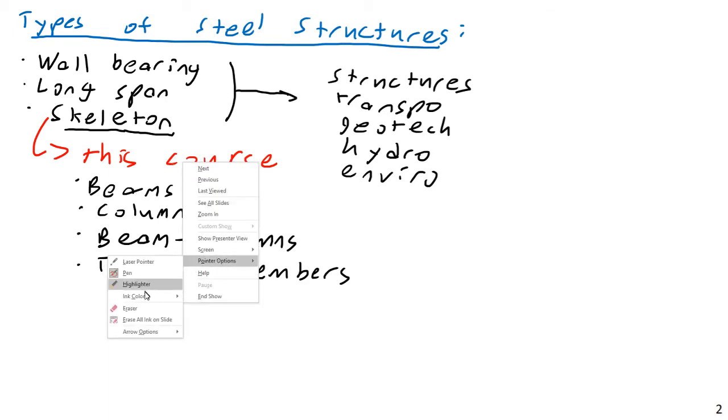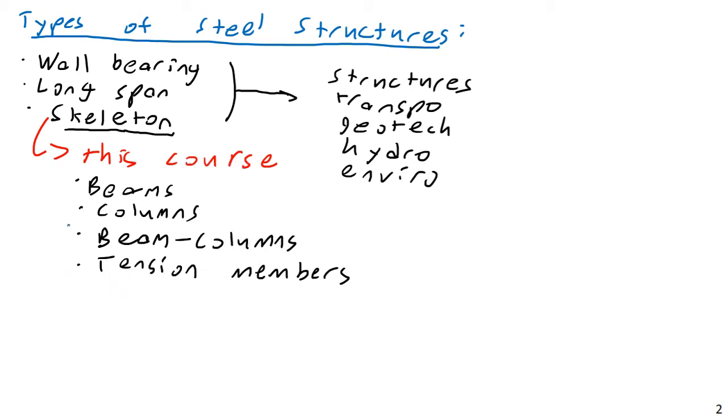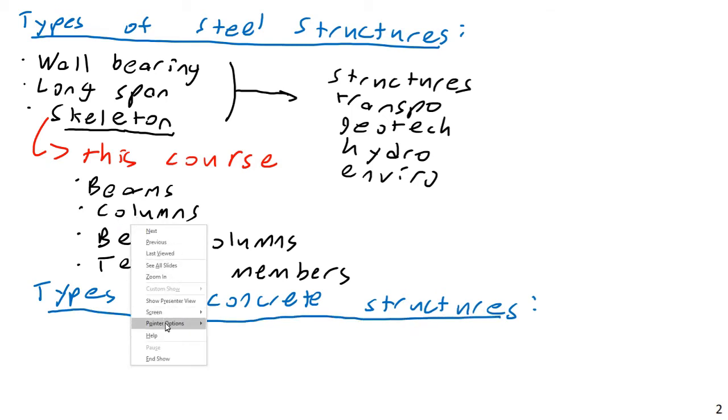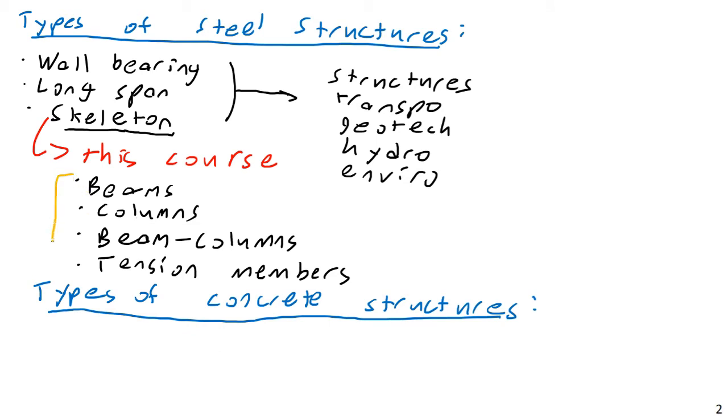Now let's do the same kind of breakdown for concrete structures. Again, here all I'm doing is giving an overview of what kind of things we'll learn how to design in this course. Types of concrete structures, well, we'll have a few. We're going to have these three here, not tension members, because we really, of course, can't have concrete tension members. That doesn't really make much sense.